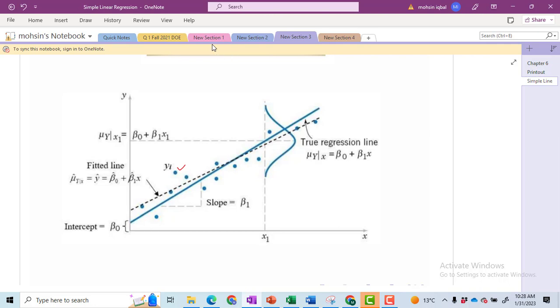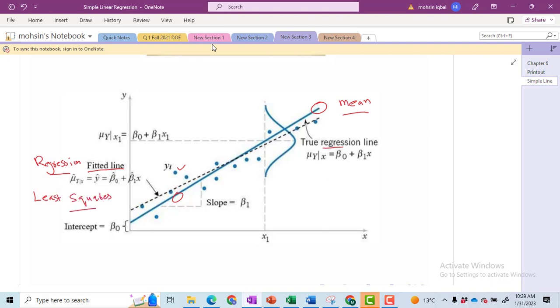So there are two kinds of line. The first one is the true regression line. The true regression line here is represented by this blue color line, and this blue line is the true regression line based upon the mean values of the data. After drawing this line, we make another line that is known as the fitted line. This fitted line is based upon the regression analysis, and it is obtained by one of the most commonly used regression analysis methods, that is known as the least squares method.